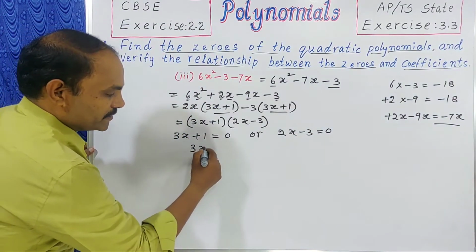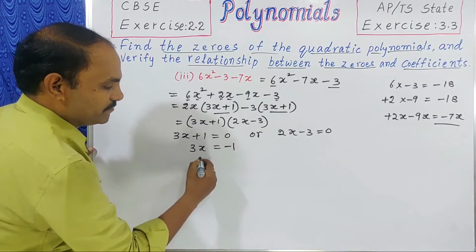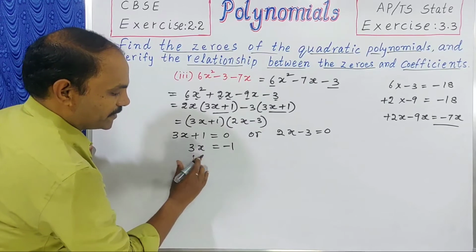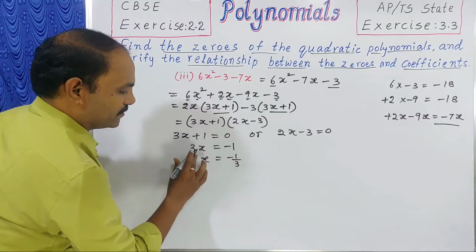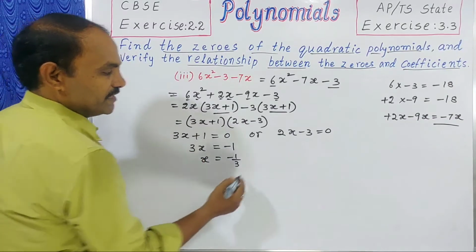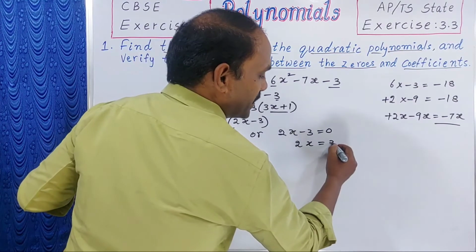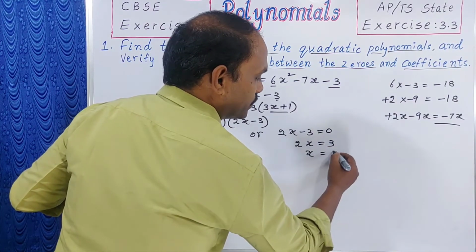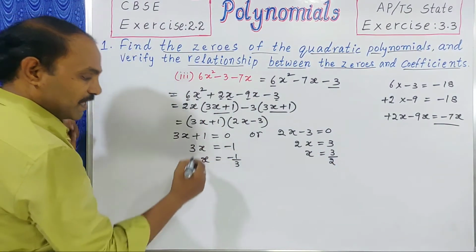By the transformation, 3x is equal to plus 1 becomes minus 1, and then x is equal to minus 1 by 3. Here multiplication, that's why division. Here 2x equal to minus 3 becomes plus 3, x equal to 3 by 2. These two are the zeros of this polynomial.